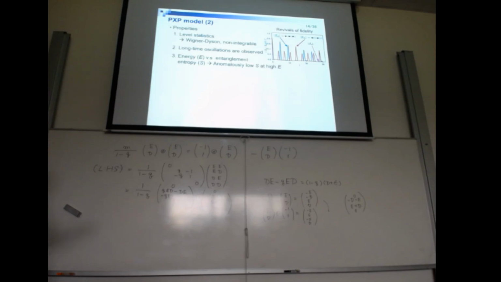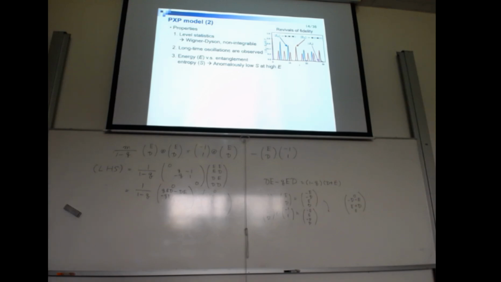And now let's discuss the properties of this PXP model. People studied several properties. For instance, the level statistics of the model obey the Wigner-Dyson distribution, meaning the model is non-integrable. And this is the fidelity on the vertical axis, which is the overlap between the initial state and the state at time t, and this is time t. If you start with the Z2 state, you will see some revival at particular times. You also see this kind of revival of fidelity for these 3 states.